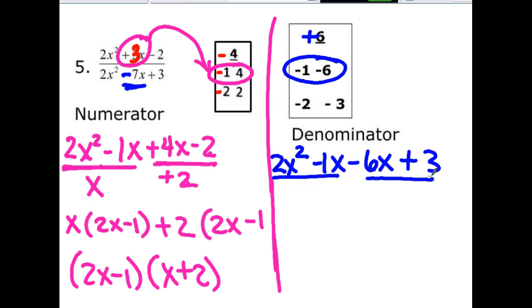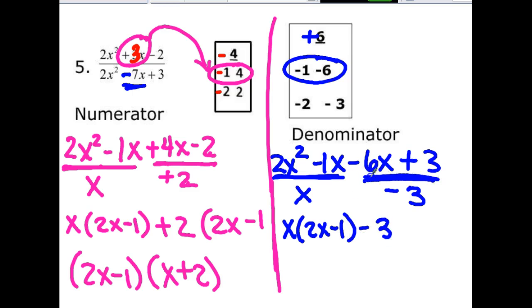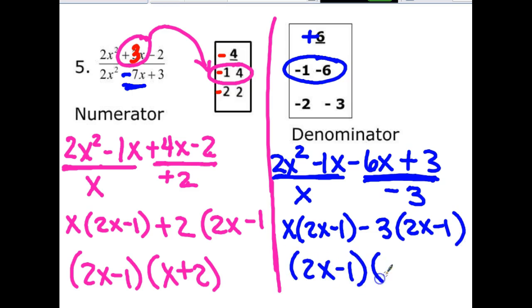So, where are you talking about? Okay. So, this factors out an x, this factors out a negative 3. Factor an x out of this, you get 2x minus 1. Factor out a negative 3 out of this, you get 2x minus 1. Look at that, 2x minus 1 is repeated.